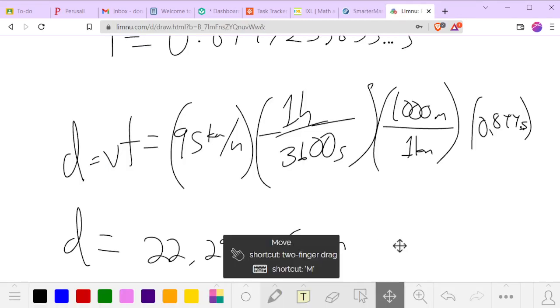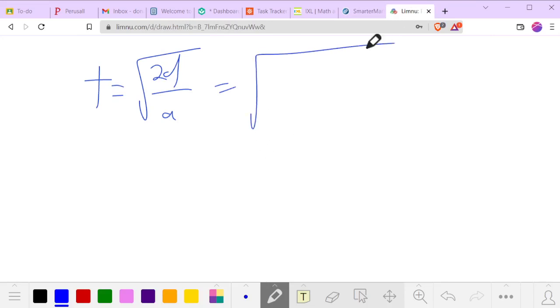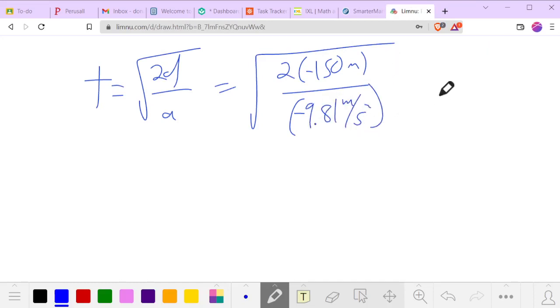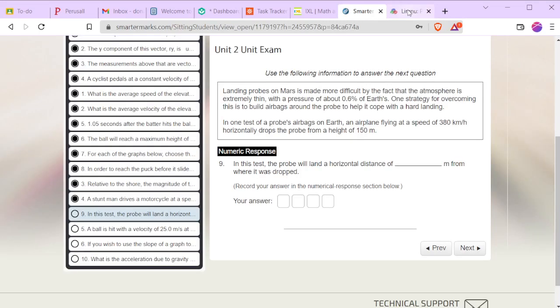So we've got our same two-step algebra. It's identical algebra to the previous problem. So our t is going to be the square root of 2d over a. So 2 times negative 150 meters over negative 9.81 meters per second squared. So negative 300 over negative 9.81, and we take the square root of the whole thing. It takes about 5.530012636 seconds to fall. And then that distance is our velocity.